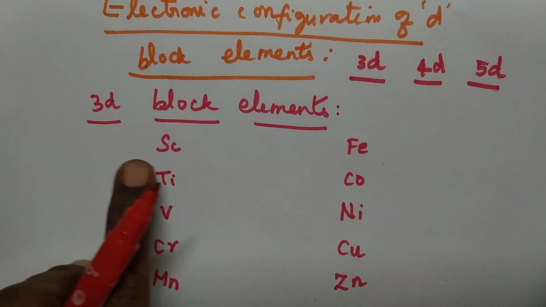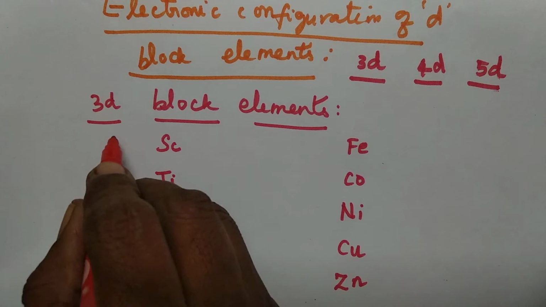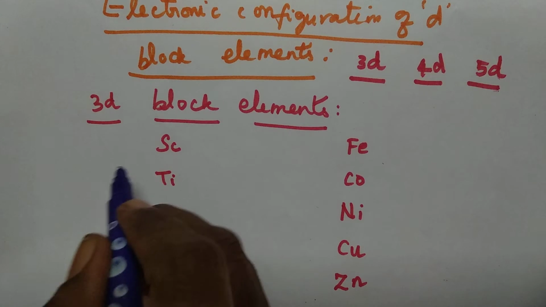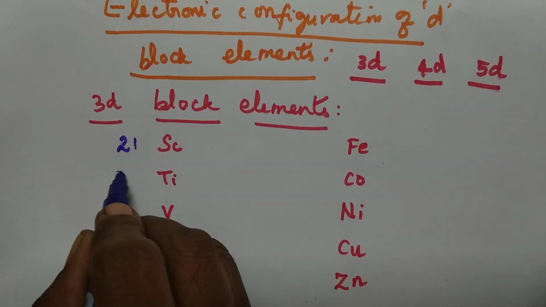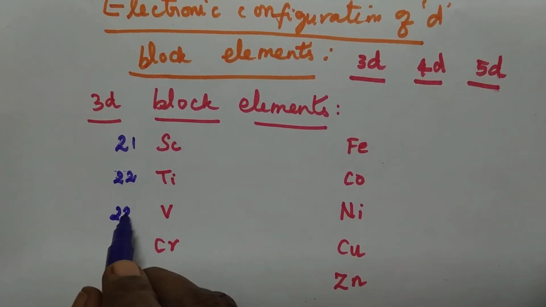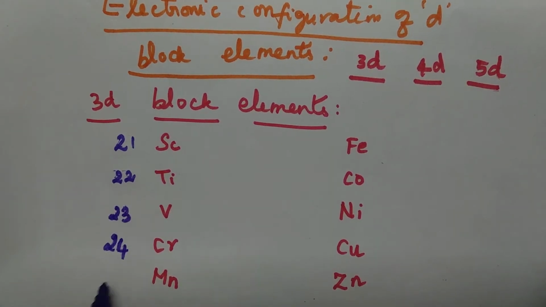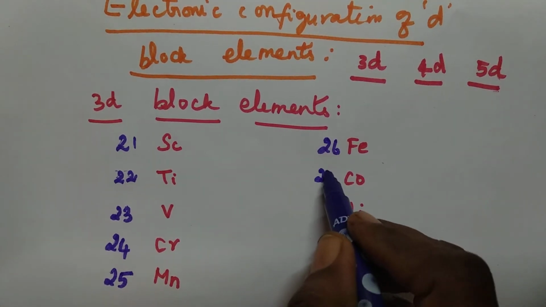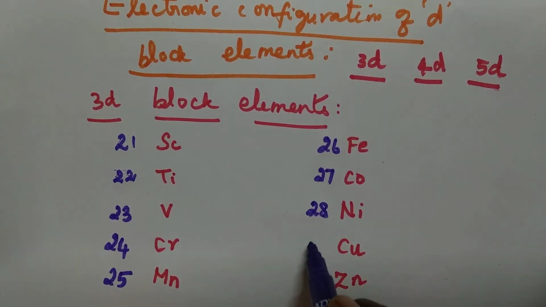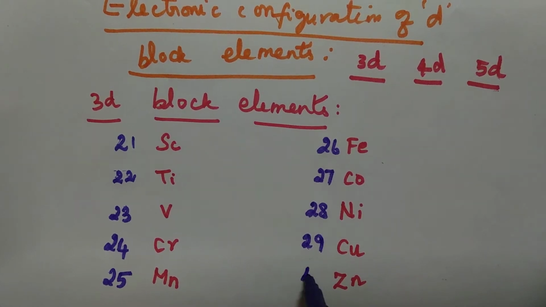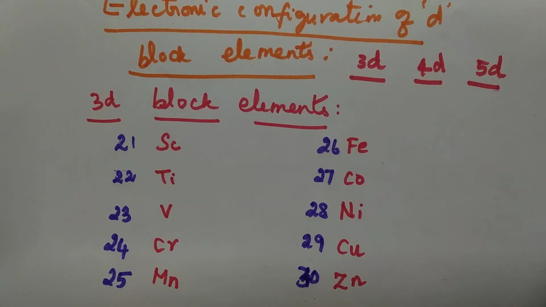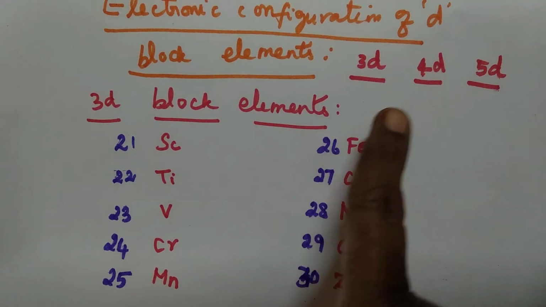So let us go with scandium. We have to write down the atomic number also. Scandium is 21, titanium 22, vanadium 23, chromium 24, manganese 25, iron 26, cobalt 27, nickel 28, copper 29, zinc 30.